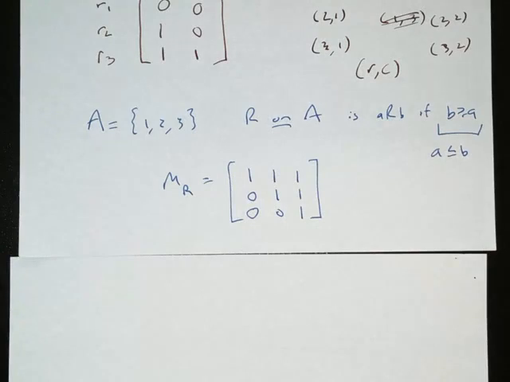Please note that if my relation goes from one set to another, then the number of rows and the number of columns may be different. But if my relation goes from a set to itself, the number of rows and the number of columns must be the same. We call a matrix like that a square matrix.